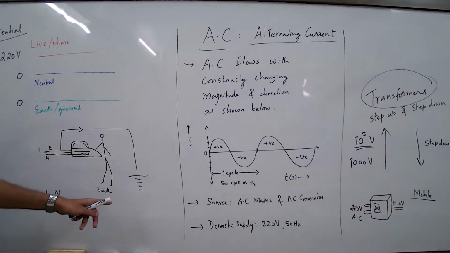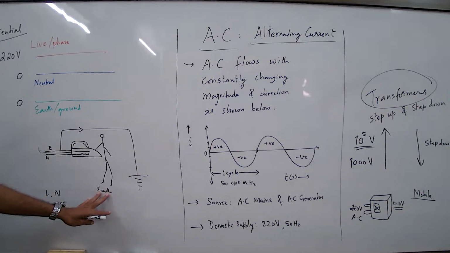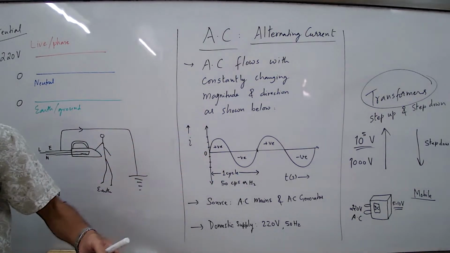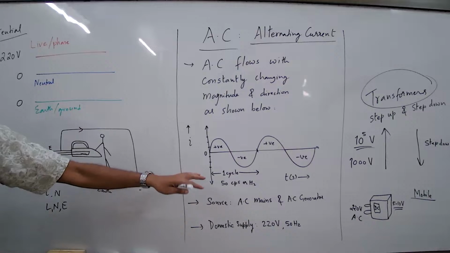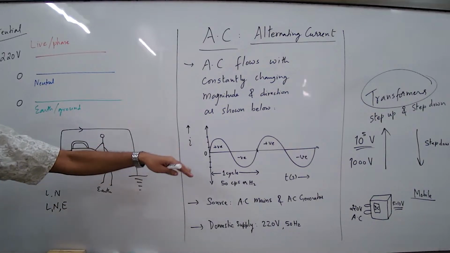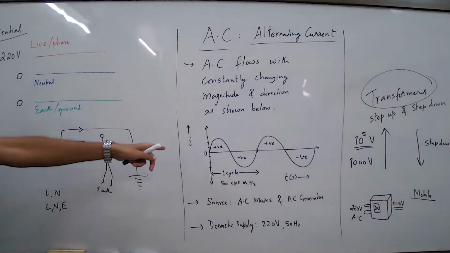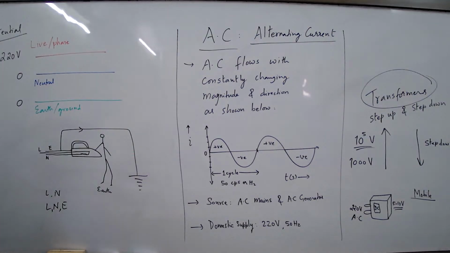So if it was DC, you wouldn't have survived to tell us this. DC is more lethal. With AC, because it is increasing and decreasing, you get a chance to pull out. It's safer. It's not always at its full capacity. Like DC, once it is running at its full capacity, that's it. It will do maximum damage once you come in contact with it. But here you have variation, so that saves you. So is the purpose of earth clear to you?